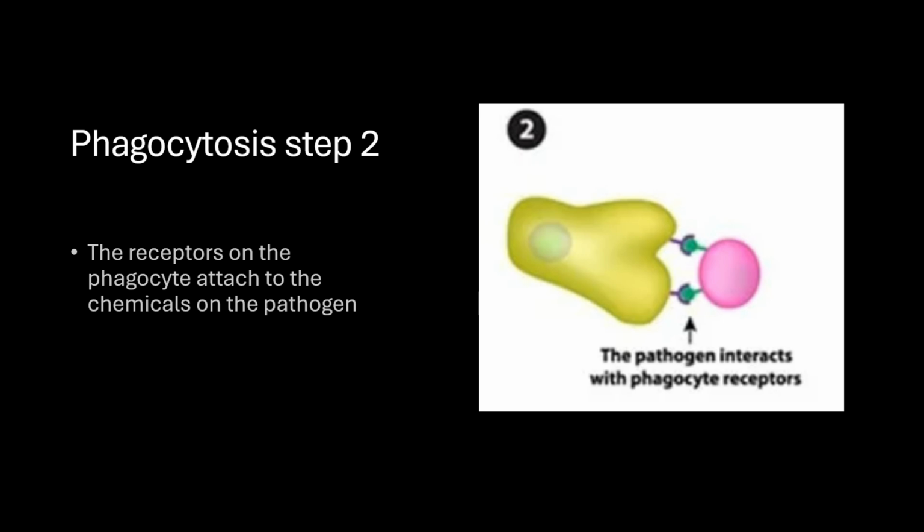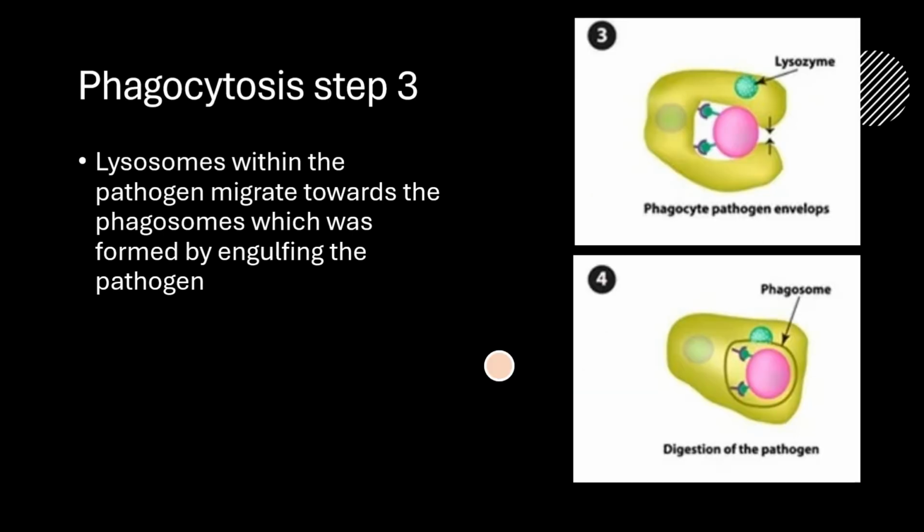So the phagocyte attaches to those, and now what happens is lysosomes within the phagocyte migrate towards the phagosome. So these lysosomes, yeah, which have lysozyme, which is the enzyme that will destroy things, migrate towards where the pathogen has been engulfed. So this pink thing is the pathogen, yeah. So the lysosomes are moving towards that, so that they can attack it with lysozyme and destroy it. And once it engulfs that ring there, that thing there is called a phagosome.